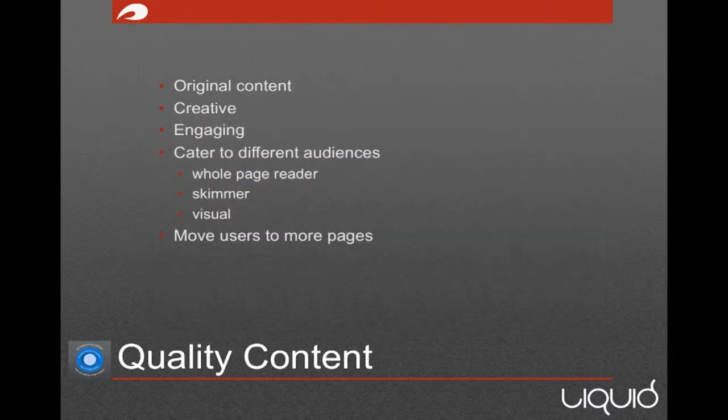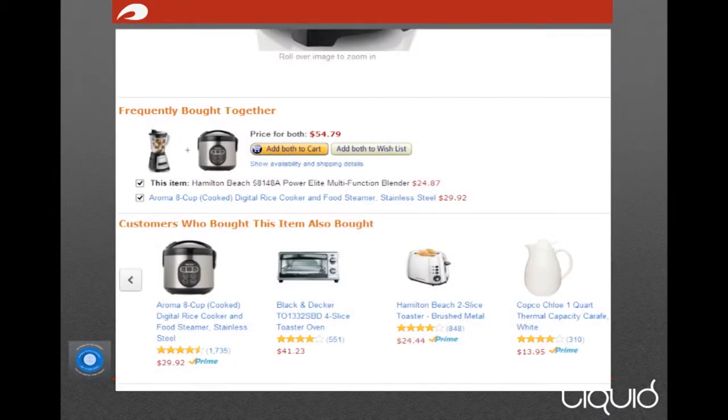Another thing that you try to do with your quality content is moving your users to different pages. Again, we're going to go back to Amazon. Underneath that image of the product you're looking at, there's this, people buy these items together. Customers who bought this also bought this. These are great ways to move users onto different pages of your website.